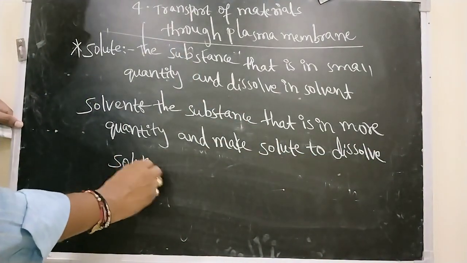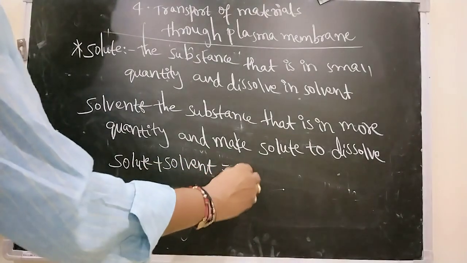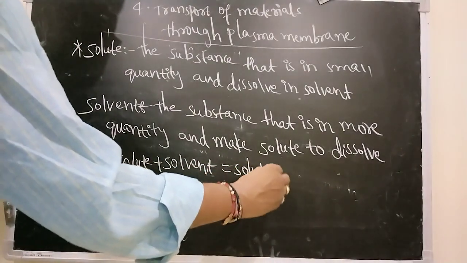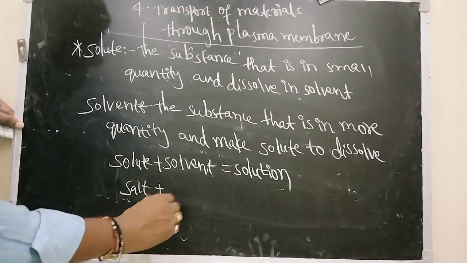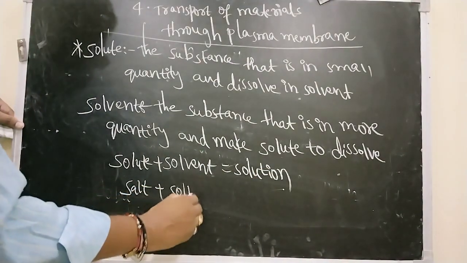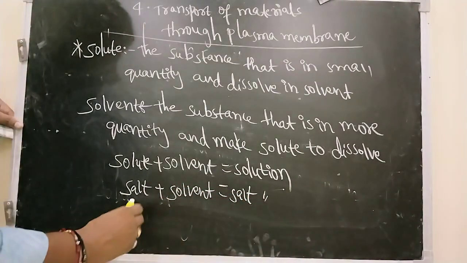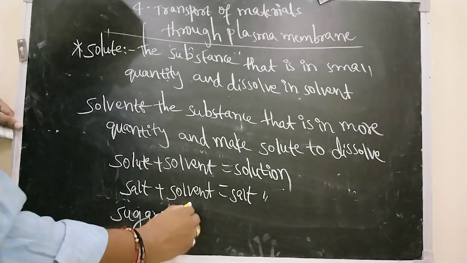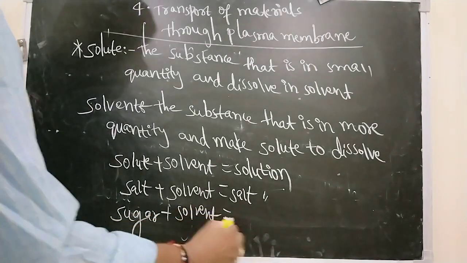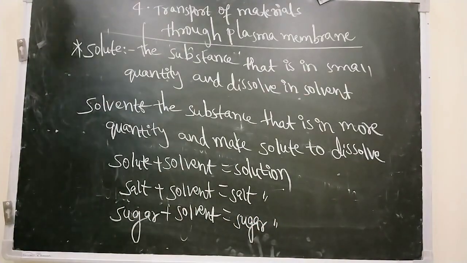So solute and solvent form solution. If the solute is salt, then the solution is salt solution. If the solute is sugar, then the solution is sugar solution. Okay, right.